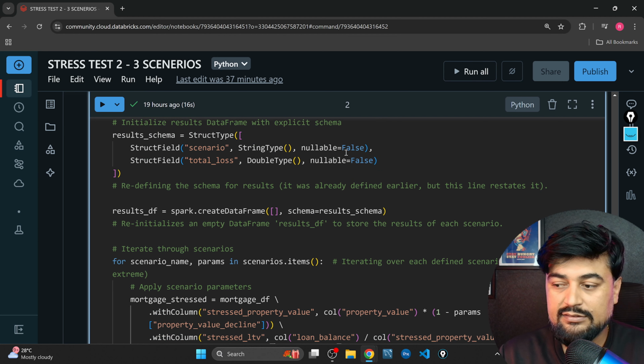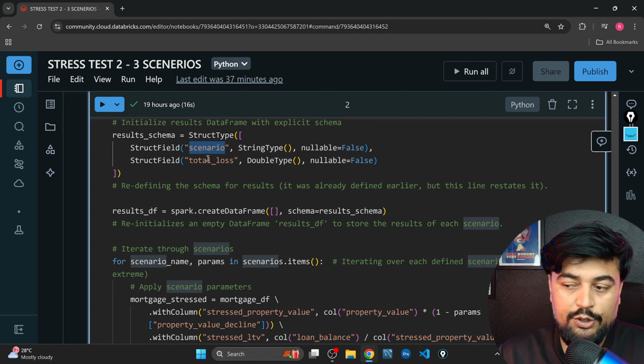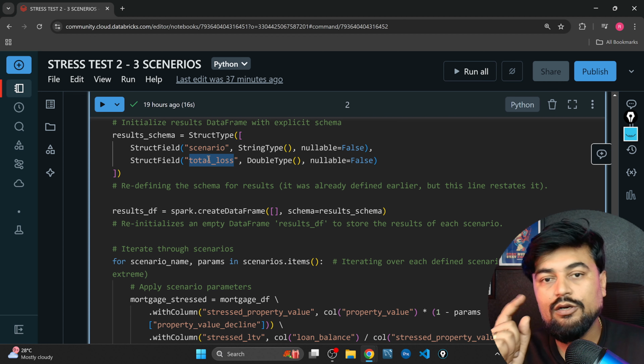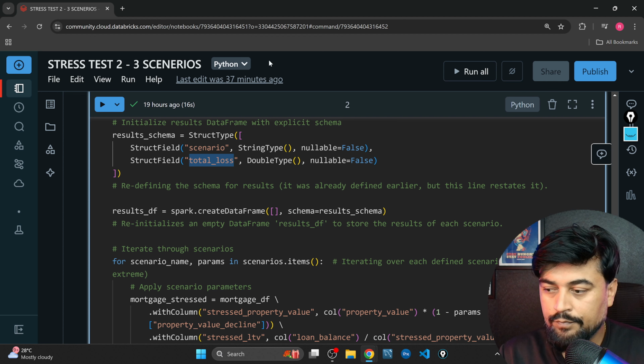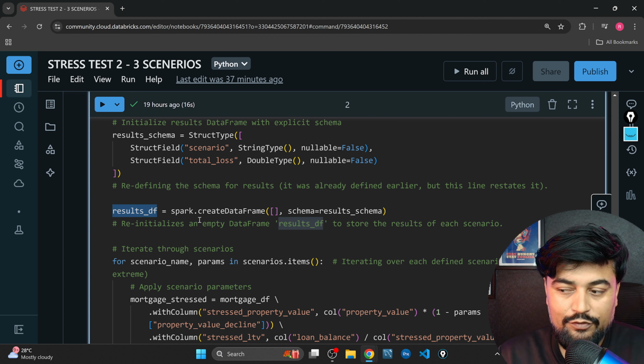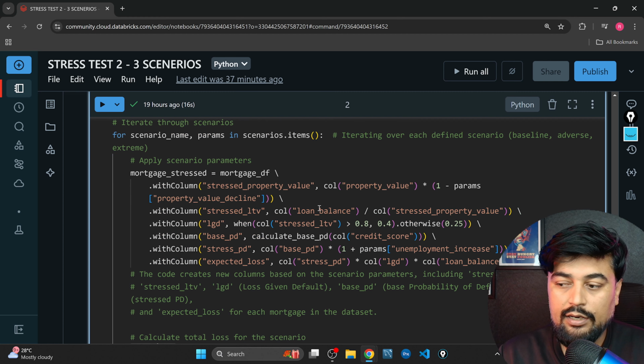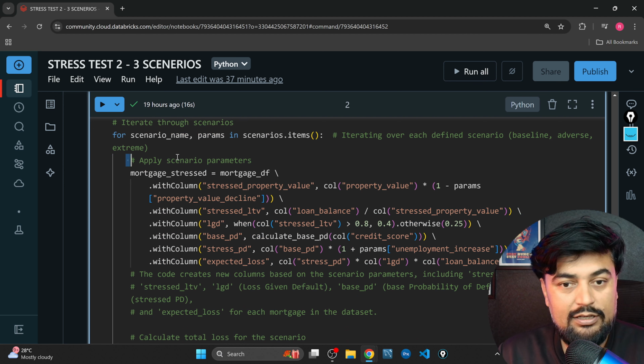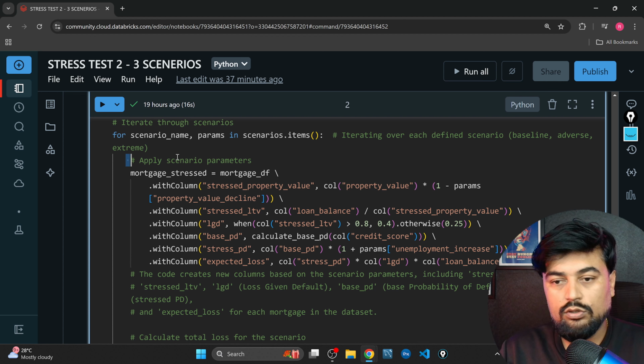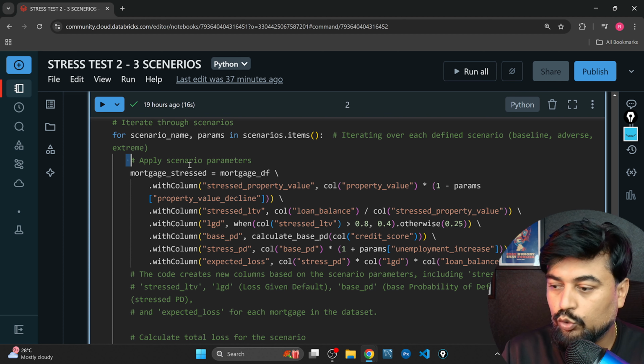Then initialize result data frame with explicit schema. So you will have the scenario and total loss, because that calculation will go for all the three scenarios. Now I'm putting that in the data frame which I already created. So iterate through the schema. I'll do the parameter calculation, everything on the basis of the schema, like what type of scenario it is. And what does that mean? It totally depends on the scenario. Let me come back to that.